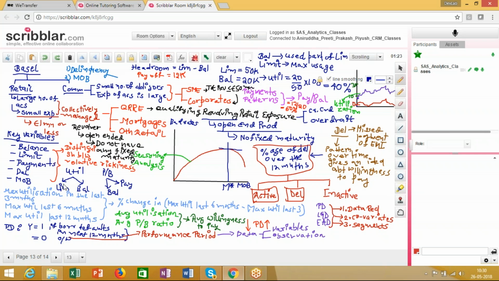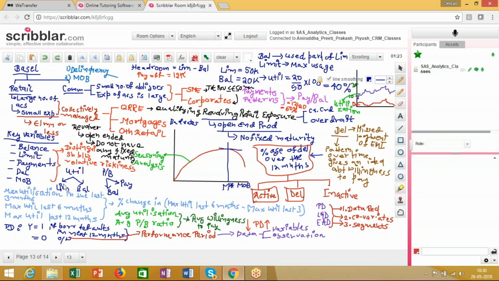Now, how is a retail account or a retail portfolio recognized? Basel says that a portfolio would be considered a retail portfolio if it has a large number of accounts, each of the accounts has very small exposures, and these exposures are managed collectively. When we talk about small exposures, what we ideally mean is that each exposure less than or equal to 1 million euro is a retail portfolio, right?